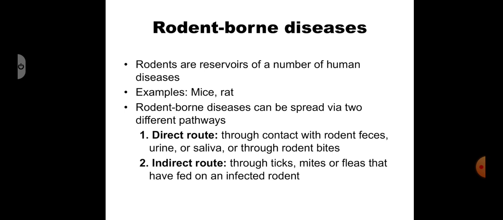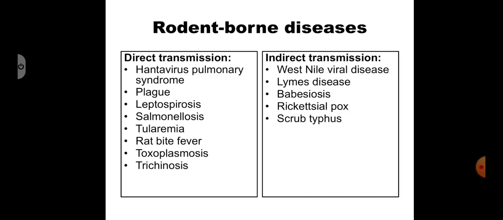The indirect route is the infected rodents harboring, or being bitten by, ticks, mites, and fleas, which again come and bite human beings. This is the indirect route. Let us look at some diseases which are by direct contact with rodents. They are hantavirus infection, plague, leptospirosis, salmonellosis, tularemia, rat bite fever, and parasitic infections like toxoplasmosis and trichinosis.